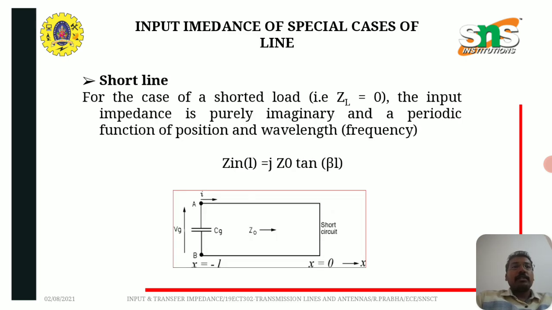Short line. For the case of a shorted load, that is ZL equal to 0, the impedance is purely imaginary and a periodic function of position and wavelength.